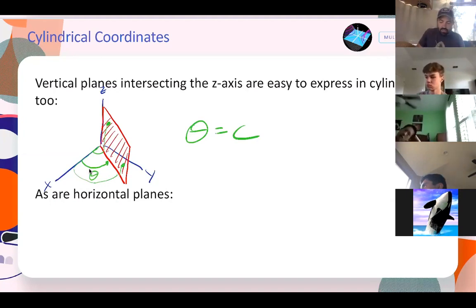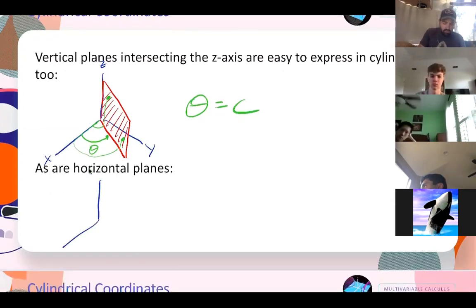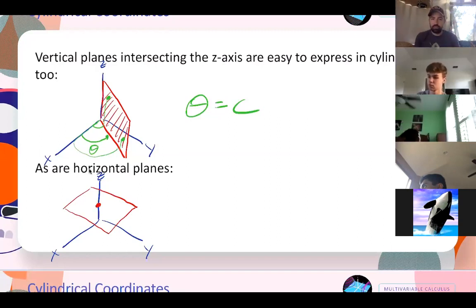Horizontal planes are also easy. Okay, so if I've got this horizontal plane that just cuts through at some point, all the points on that plane have the same z. So if I'm in cylindrical or rectangular and I graph z equals 4, I'll have a horizontal plane at z equals 4. If I graph theta equals pi over 2, I'll have a vertical plane along the pi over 2 radian line or whatever.